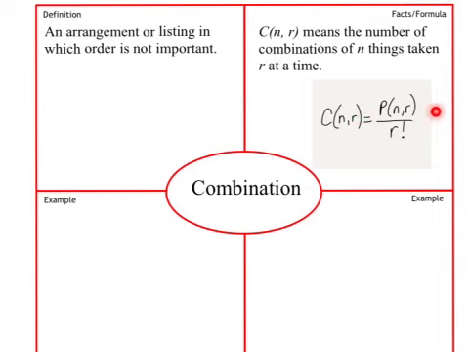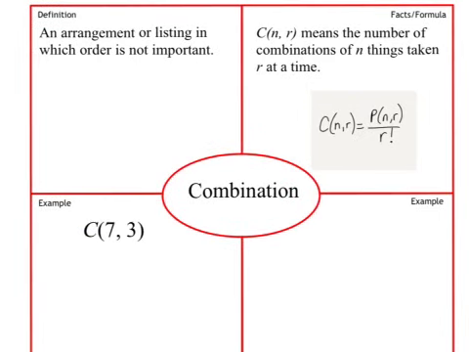And here's the formula we're going to use for combination. It's very similar to our permutation. We still have the N, we still have the R. In fact, we're going to use permutation to solve for it. So it's going to be permutation of NR over R factorial.